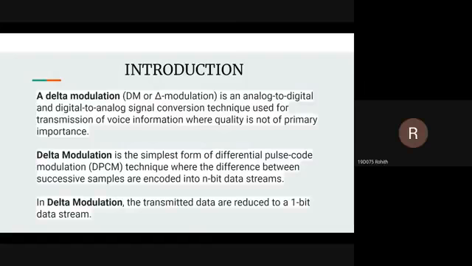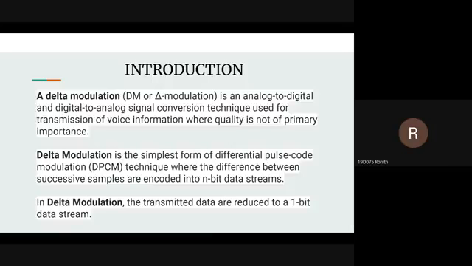Natural signals are mostly analog in nature. For the processing and storage of a signal, we need to convert the analog into digital form. One of the major drawbacks in the conversion is the need for an electronic device. So we are using the op-amp as a major tool for the conversion of analog to digital signals. One particular example of the analog to digital converter is delta modulation. Delta modulation is an analog to digital converter. It is used for transmission of voice information where the quality is not of primary importance.